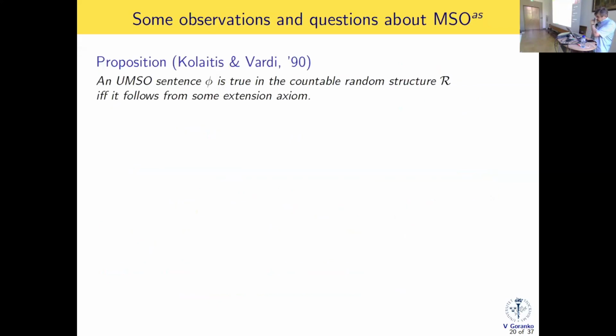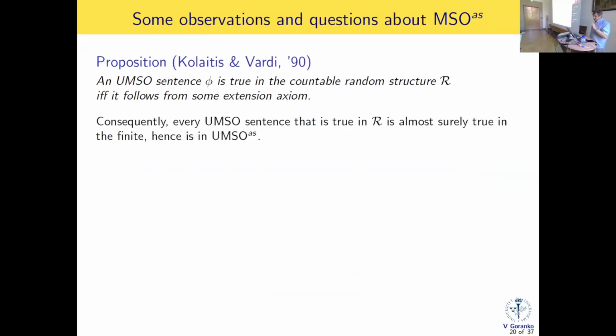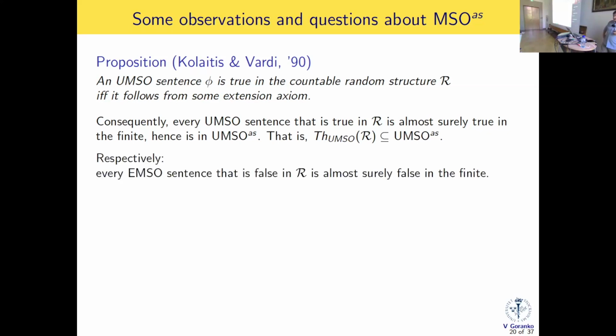Now, first some observations and some questions that naturally arise. To begin with, this is a useful observation by Curtis and Vardy: any universal MSO sentence is true in the countable random structure precisely when it follows from some extension axiom, and by compactness. This is useful because it tells us that every universal MSO sentence that is true in R is already in the almost sure MSO theory in the finite, so we have this very natural inclusion. All right. Respectively, by contraposition, every existential MSO sentence that is false in R is almost surely false in the finite. So we have two results here.